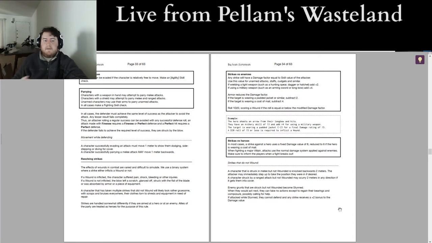So like using an arming sword, which is a military weapon, you add +4 to the fighting value of the hitter. In most cases, striking as a hero uses a fixed damage of 8, reduced to 6 if the hero is wearing a coat of mail, which is basically, if you're using minions, just use those flat numbers instead of calculating things out. Strikes that do not wound just knock the characters around a little bit.